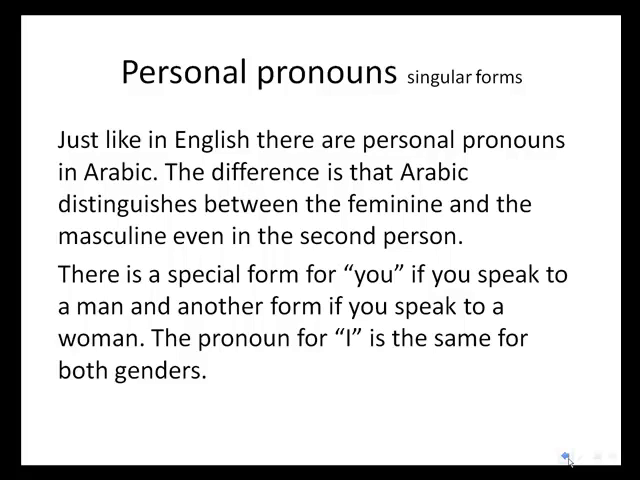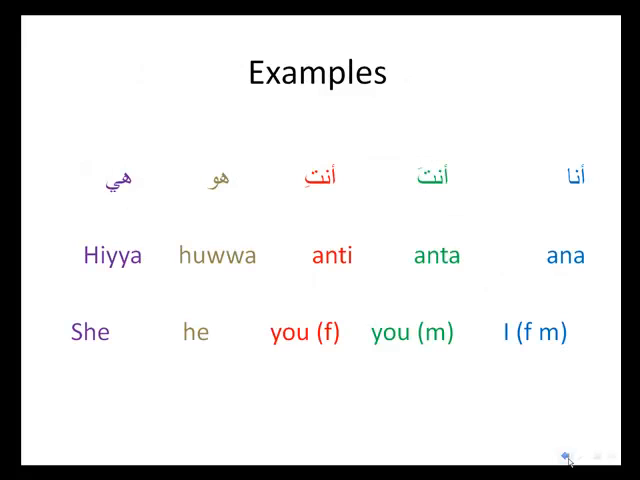The pronoun for I is the same though for both genders. So if you're talking about yourself, you would say Ana. Ana Lisa, for example. I'm Lisa. If you talk to a man, you would say Anta. Anta Peter. You are Peter. If you're talking to a woman, you would say Anti. Anti Maria, for example. He is Huwa. She is Hiya.